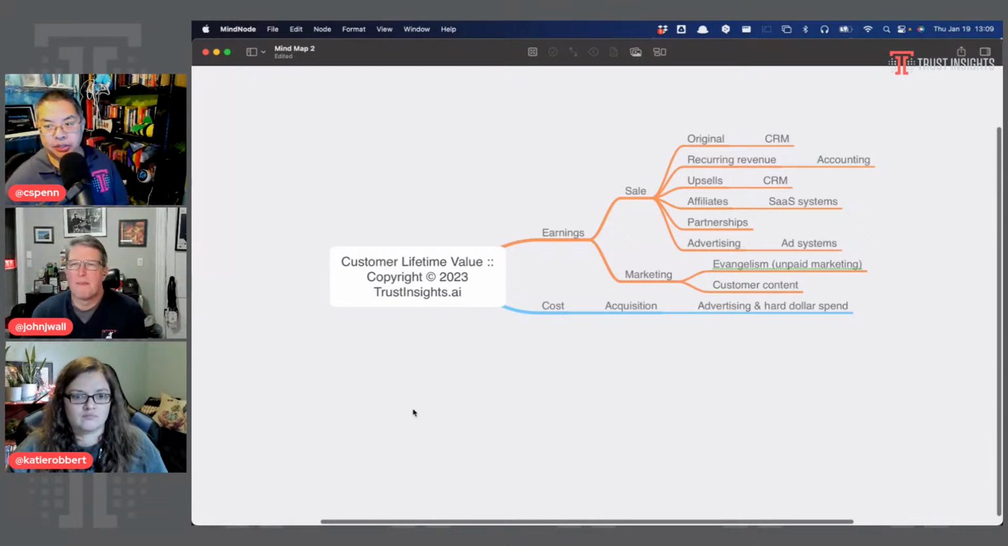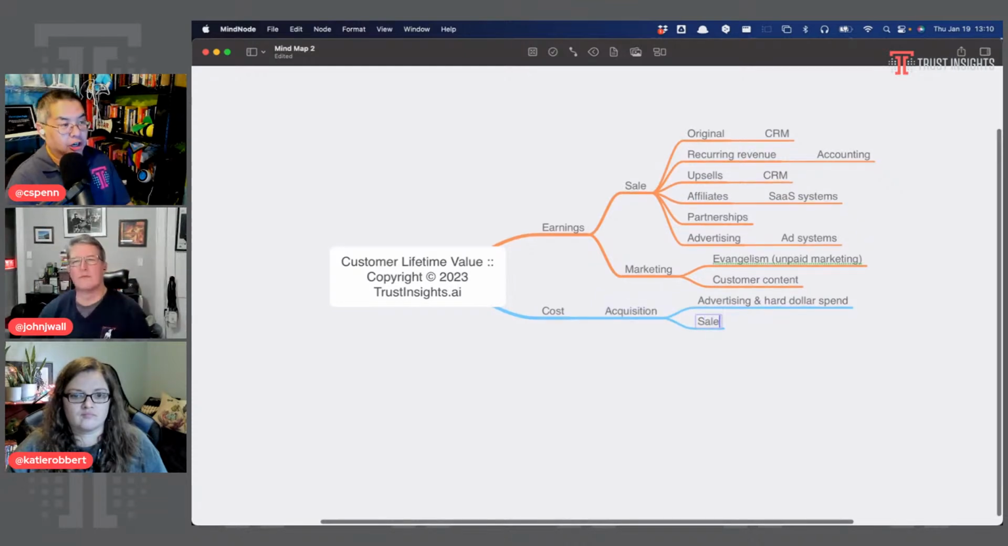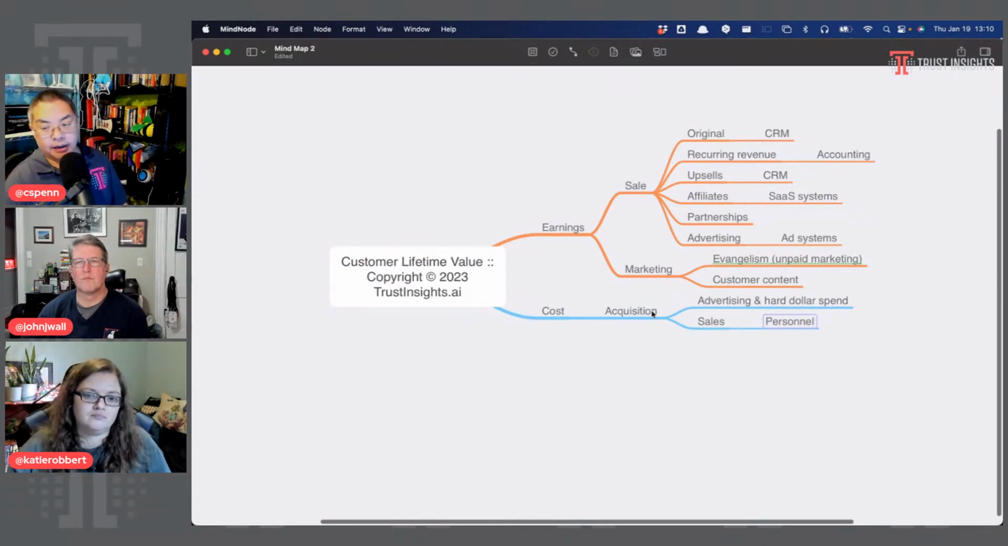So you have advertising, marketing, and hard dollar spend, which is all your stuff. And we're going to lump in public relations and basically anything where you're paying to get the word out under acquisition. You also have sales cost, right? So that is personnel costs, and personnel and overhead for sales.